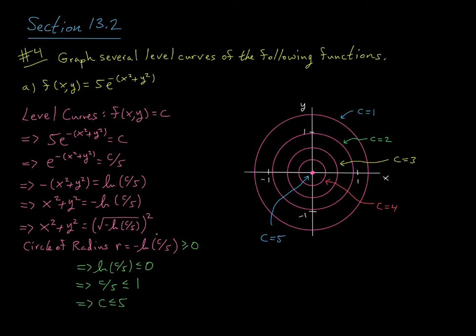I've gone ahead and plotted a bunch of these circles by plugging in some different values for c. For example, if c is 5, you're going to get the natural log of 5 over 5, or in other words, the natural log of 1. That's 0. So here we can think of the circle as a circle of radius 0. In other words, we're just going to get the origin when c is 5. And as we know, c can't exceed 5. So if I put in c is 4 or c is 3, and so on, I'm going to get these concentric circles. Now they look kind of evenly spaced here. They're not actually evenly spaced.